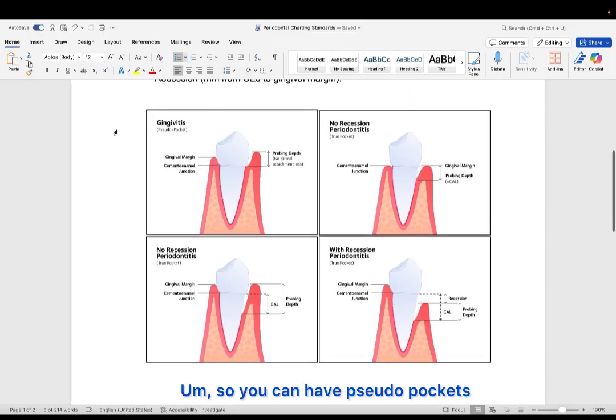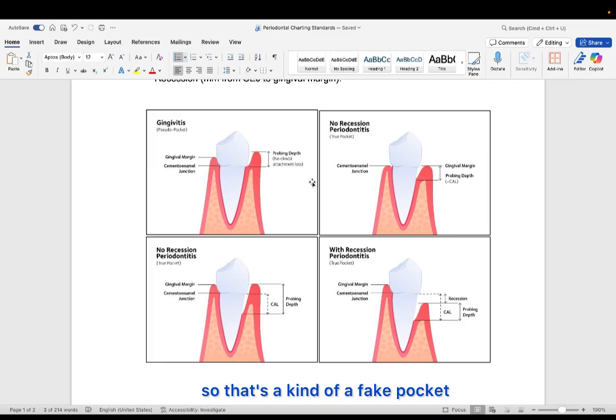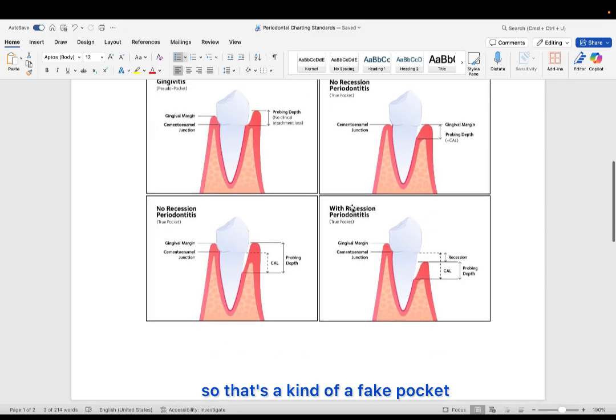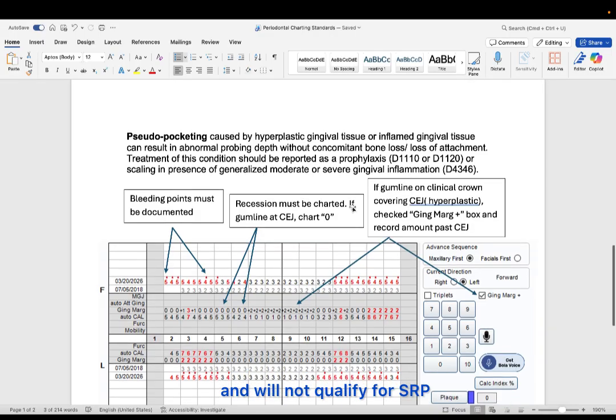So you can have pseudo pockets, more common in adolescents or patients that don't have bone loss but have puffy gums. That's where the gums are actually on the clinical crown. So that's a kind of a fake pocket. That patient has no bone loss and will not qualify for SRP.